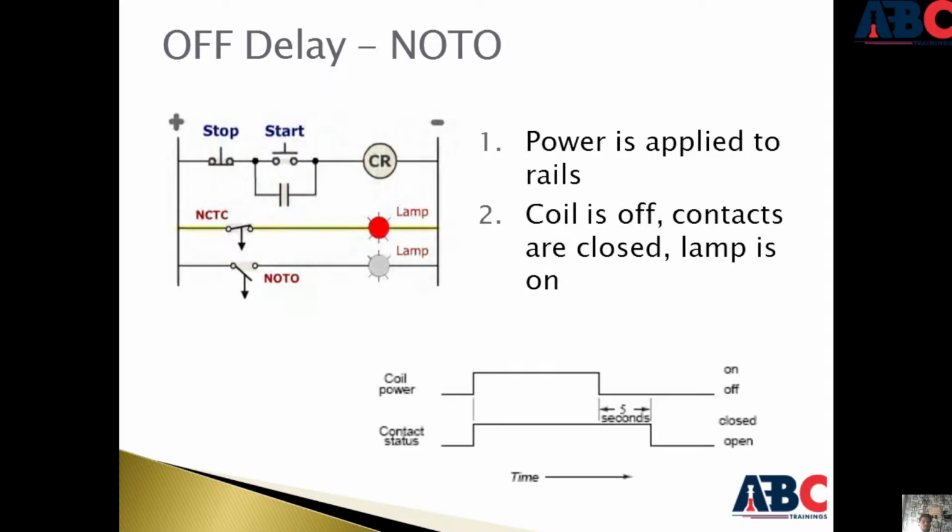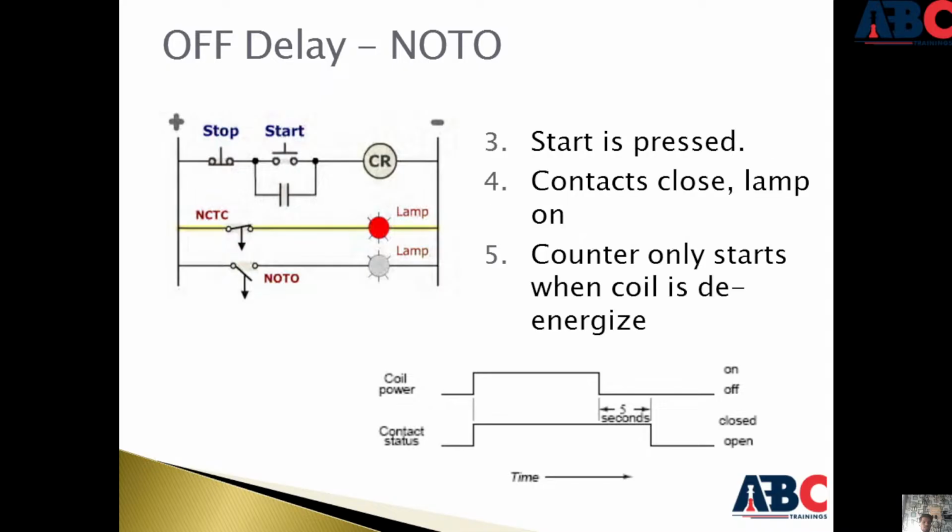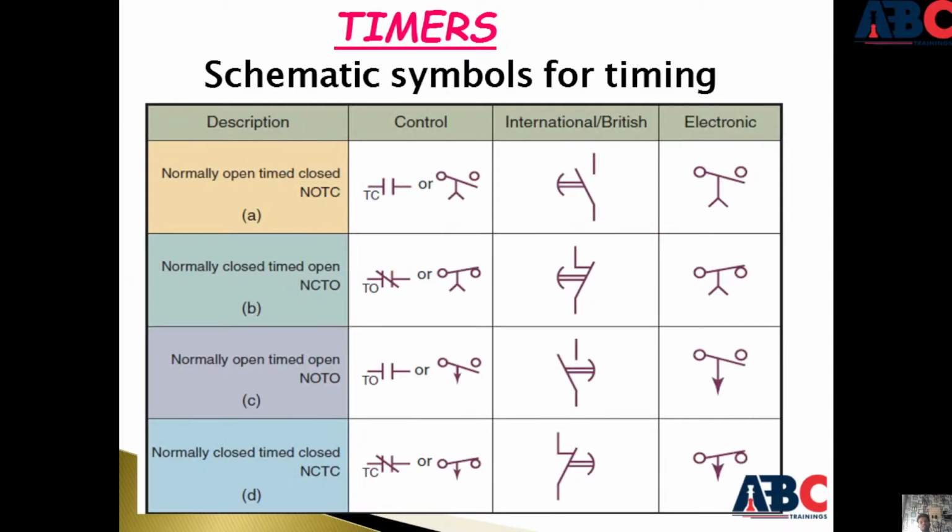Power is applied to the rails. Coil is off. Contacts are closed. Lamp is on. Start is pressed. Contact closed. Lamp on. Counters only start when the coil is de-energized. The timers. Schematic symbols for timing: normally open, timed closed.